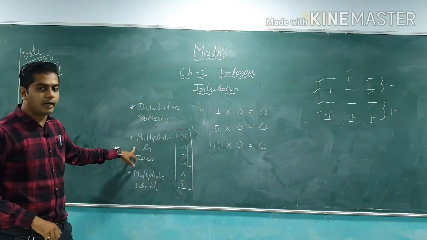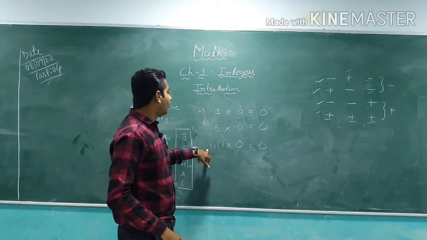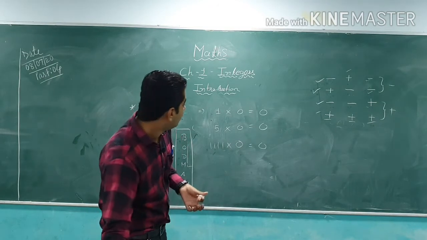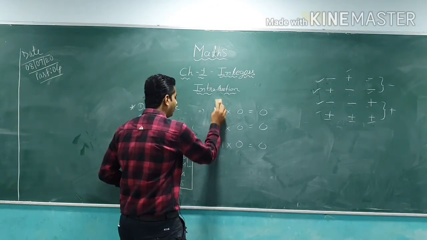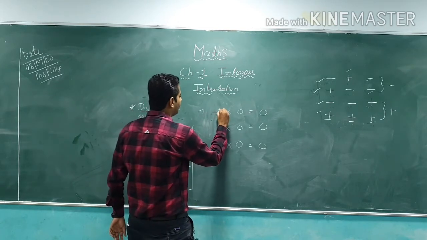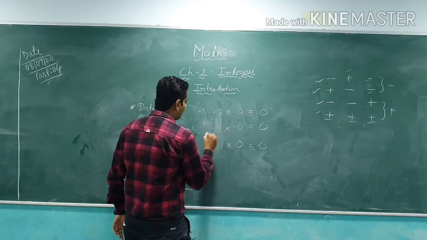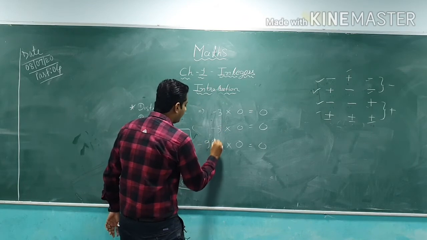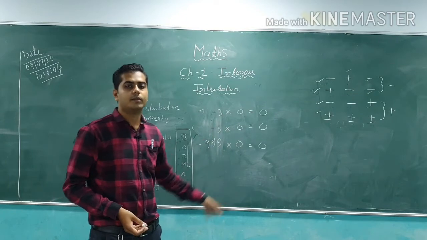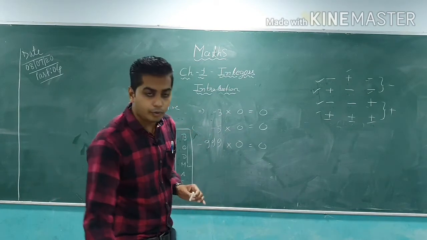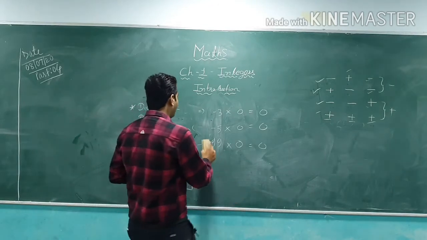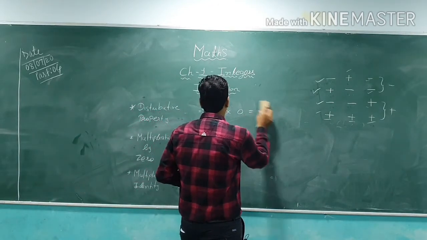So multiplication by 0, whatever whole number you multiply with 0, you know that it is 0. Now let's take negative integers. If you multiply negative numbers, minus 3, minus 5 or minus 999, whatever number you multiply with 0 always becomes 0. You have to keep that in mind. So multiplication by 0 always gives the answer 0.